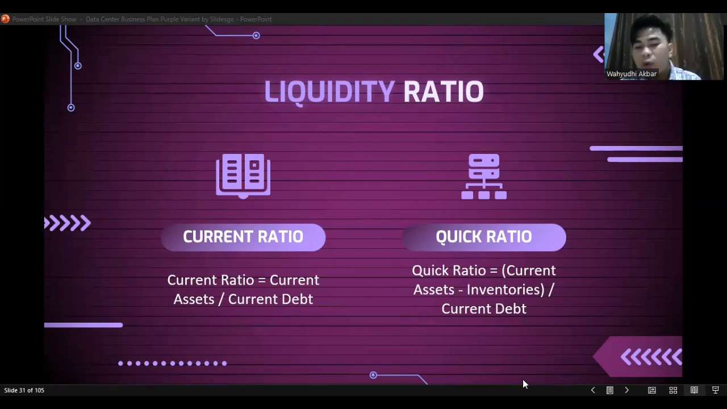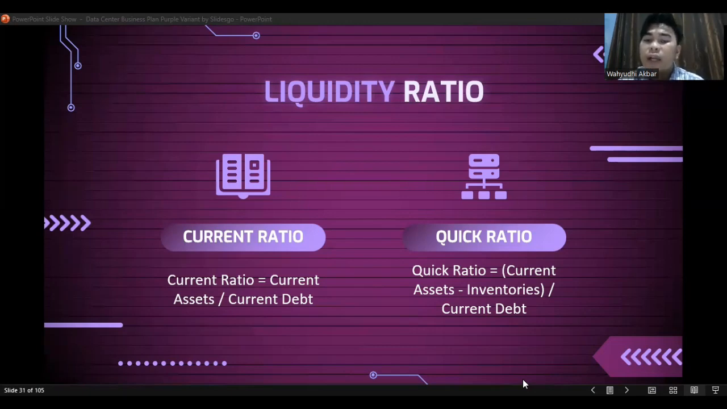The second one, we have quick ratio. This ratio is a variation of the current ratio but is more conservative as it only includes the most liquid assets in its calculation. The formula is quick ratio equals current assets minus inventories divided by short-term liabilities.